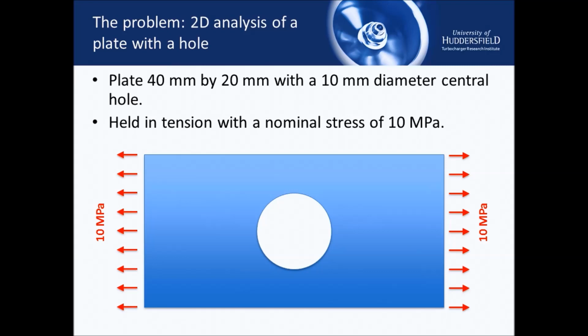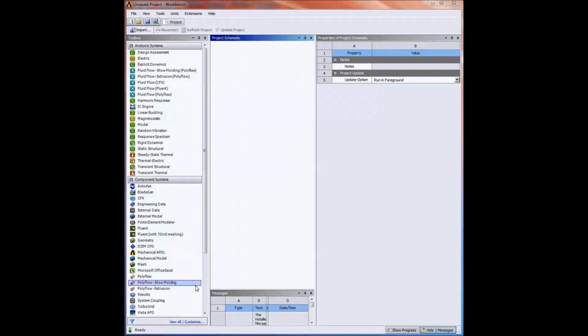Right, so if we're going to analyse this using ANSYS, then the first thing we need to do is to open up ANSYS Workbench. Okay, so here's how we're going to start setting up the model for the analysis of the plate with a hole. So it's going to be a static structural analysis, so we just drag that into here and we create a standalone static structural analysis, and we will rename this plate with hole.